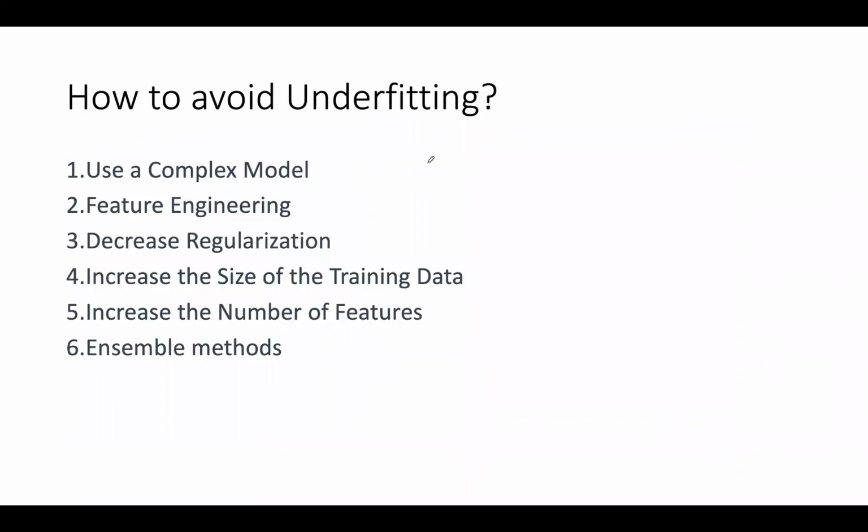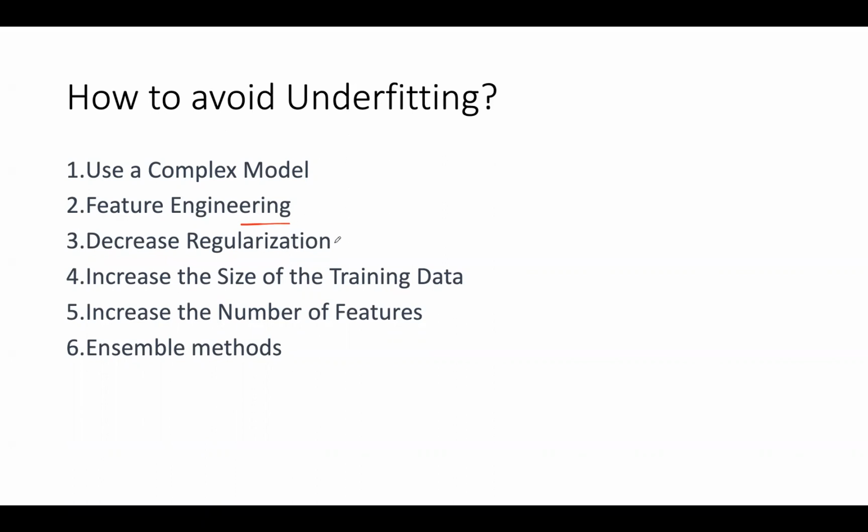So how do we avoid underfitting? The first thing is to use a complex model. Using a complex model with more capacity to fit the data can help prevent underfitting. Another approach is to create new features, which we call feature engineering. Here you want to transform existing features or create new features to capture more information about the relationship between the feature variables, our X, and the target variables, our Y. That can also help in preventing underfitting.